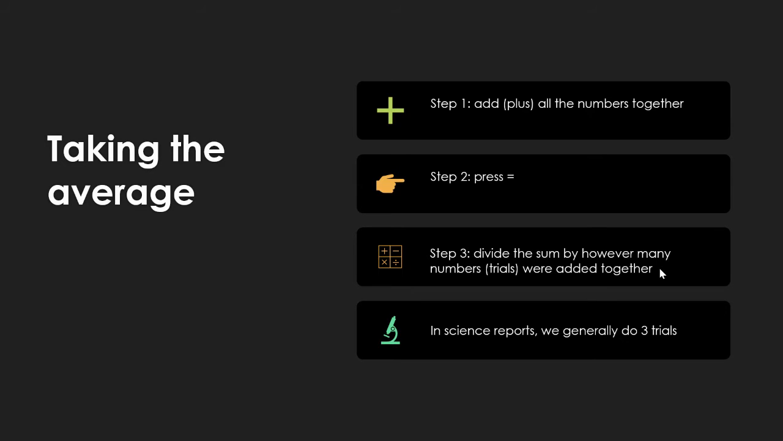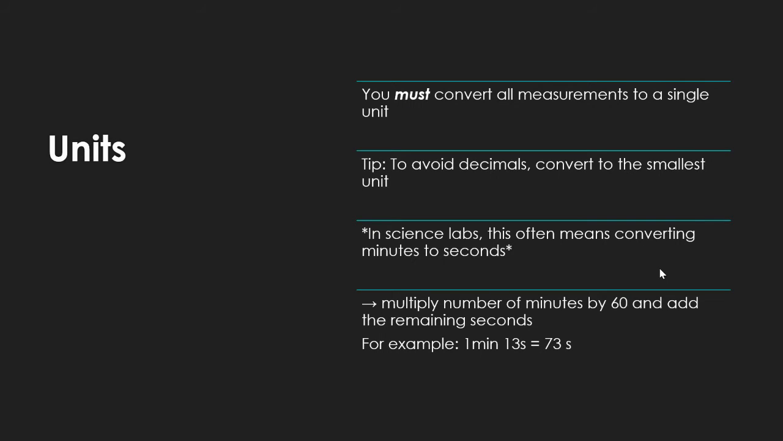Step 1, you add all the numbers together. Step 2, you press equals on your calculator. And step 3, you divide the sum by however many numbers or trials there were added together. And generally we do 3 trials. So you need to practice your averaging and your rounding.